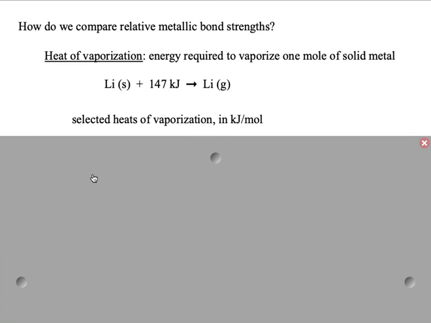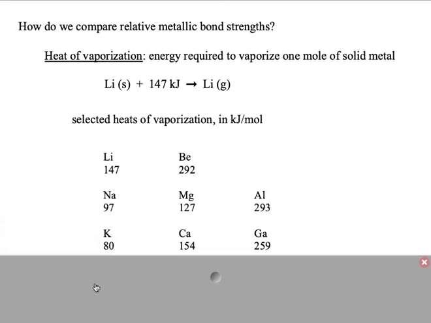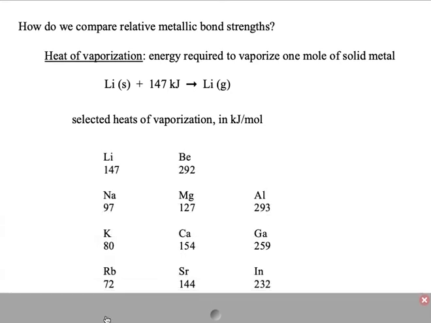So let's look at some examples of other heats of vaporization. I'm not going to hold you accountable for any of these. I simply want to ask you, do you see any trends? So here are some metals in groups 1, 2, and 13. And I want you to pause the video and see if you see any period trends. So this is second period, third period, fourth period, fifth period. And what do you observe as you move across the period?